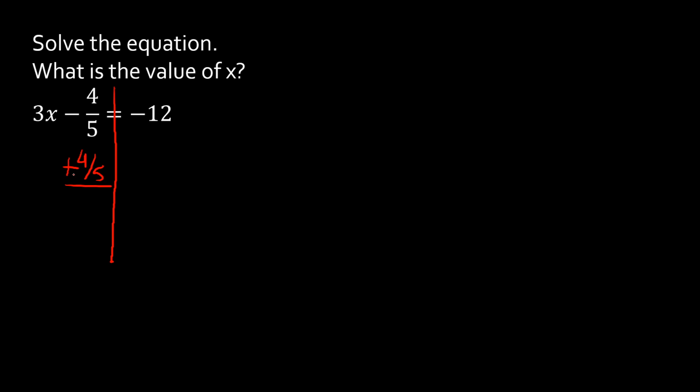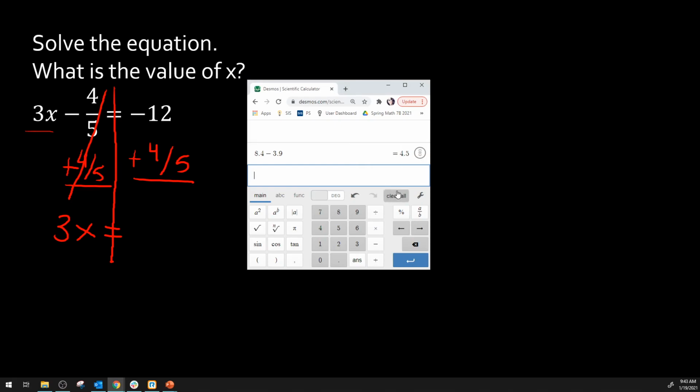And remember, anything I do to one side of my line or my equal sign, I need to do to the other. So I know these are going to cancel, and I'm going to be left with just this 3x on this side. Okay. Now I have these numbers here. I'm going to pull open my calculator to help us solve this. Okay. So I have a negative 12. Don't forget this minus sign because that does make a difference. And I am adding 4/5. So I'm going to be adding 4 over 5, and that gives me this negative 11.2.